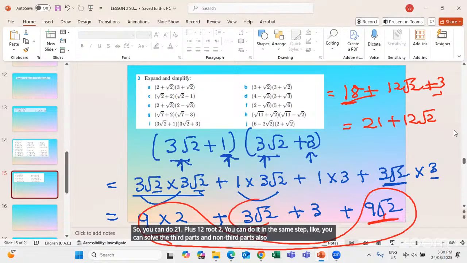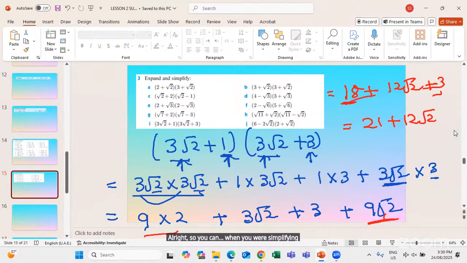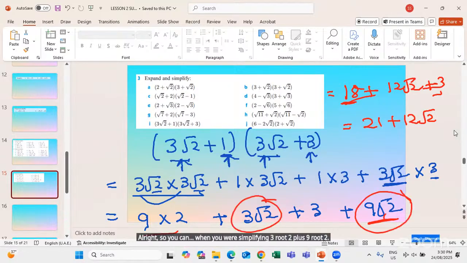You can do it in the same step. When you were simplifying 3 root 2 plus 9 root 2, at the same time you can also write 18 plus 3, 21. It is up to you. But my advice is to go step by step. Do not skip even a single step by doing it directly, because then there will be chances of errors. Okay. And always recheck your work.